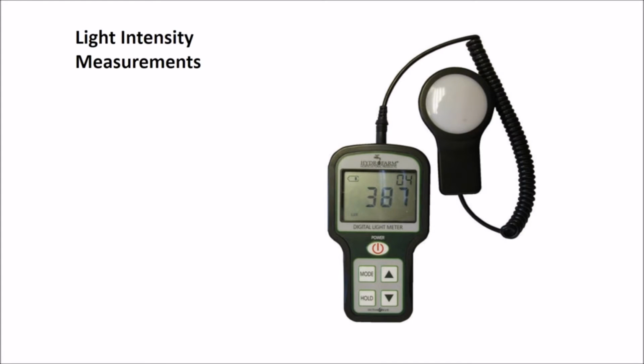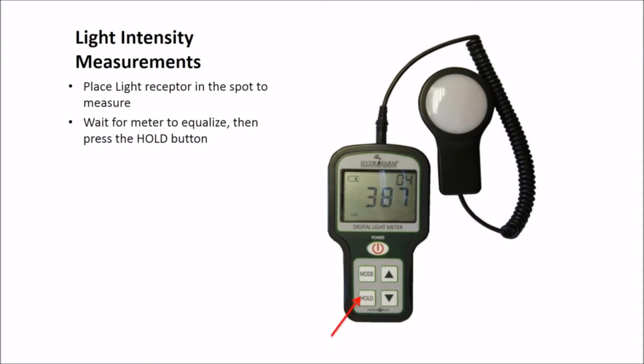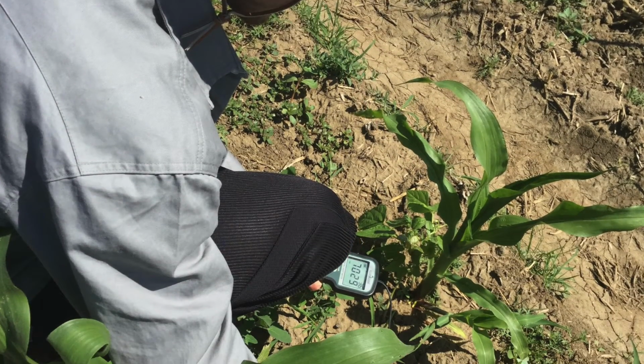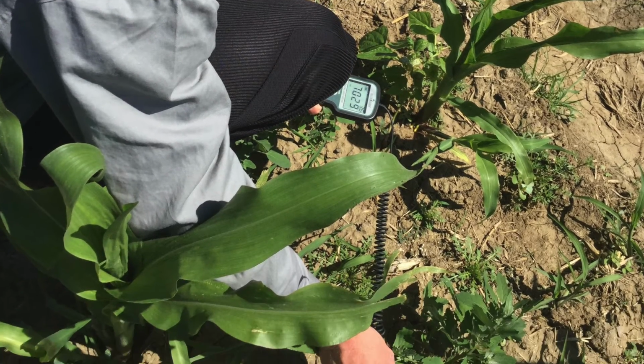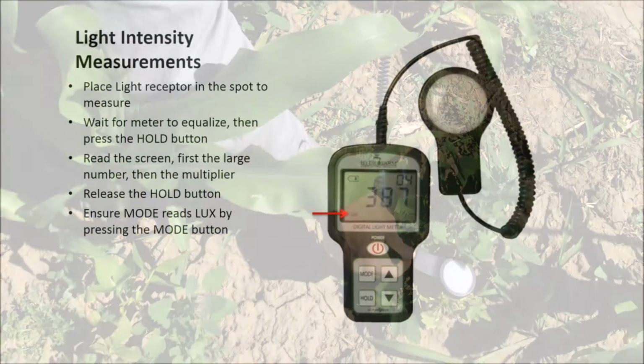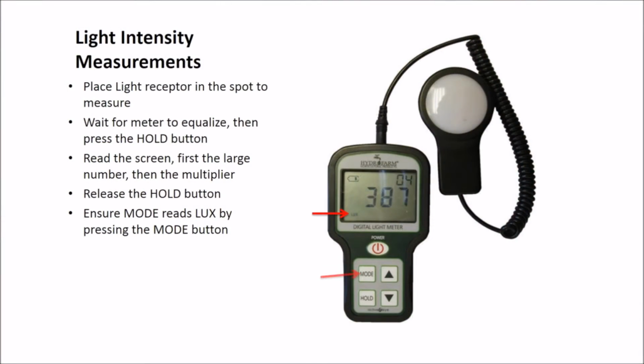Light intensity measurements are taken using a digital light meter. Place the light receptor in the spot to be measured, then wait for the meter to equalize, and press the hold button. Read the screen, first the large number, then the multiplier. Your partner can record this data. Release the hold button to prepare for the next measurement. Ensure the mode reads lux by pressing the mode button. When measuring in lux, you can convert to PAR by multiplying lux by 0.019.